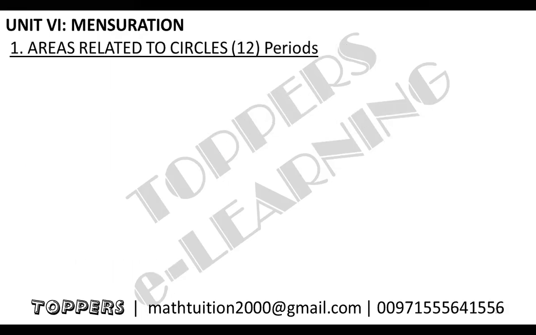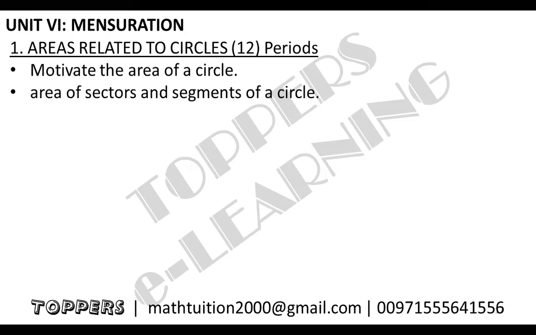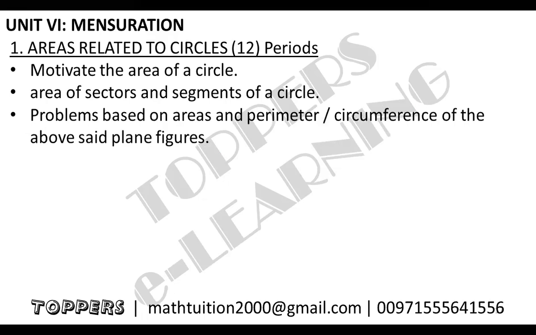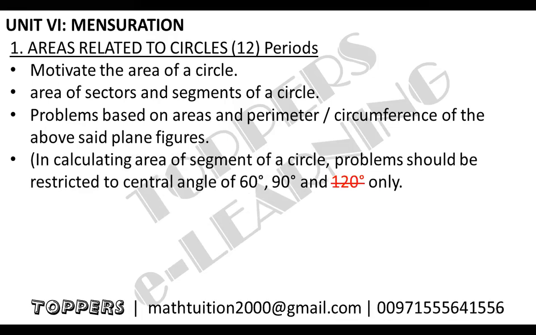Mensuration. First one, area related to circle, 12 periods. Motivate the areas of a circle, areas of sectors and segments of a circle. Problems based on areas and perimeters, circumference of the above said plane figures. So in that, central angle 60, 90, 120. So 120 is reduced. Only 60 and 90 based problems will come to find the area of the sectors and segments.